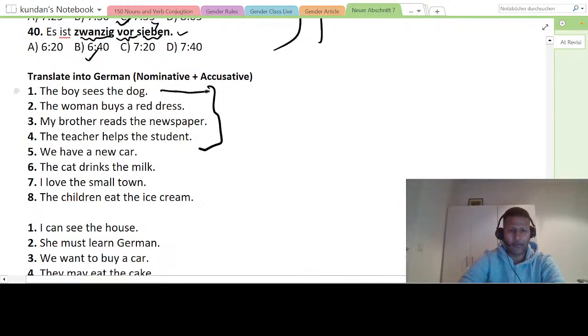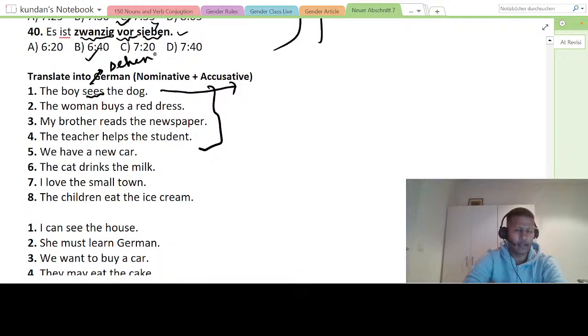Let us start with the boy sees the dog. Let me see who can make it. The boy sees the dog. I hope you know sees is sehen. Sehen is the verb. How to do conjugation, you have tried it in the past. If you have not, I will explain you, but try it now.